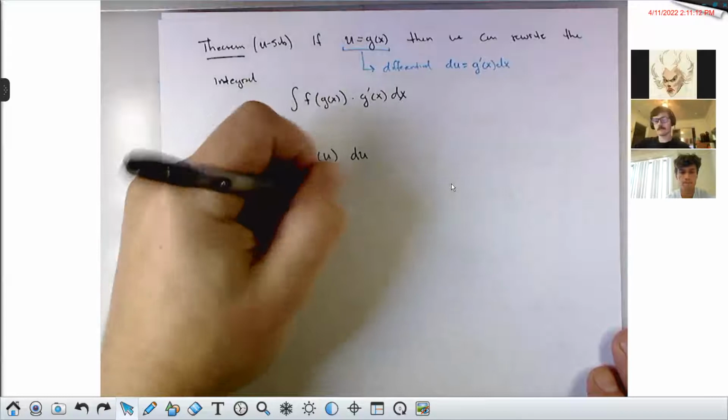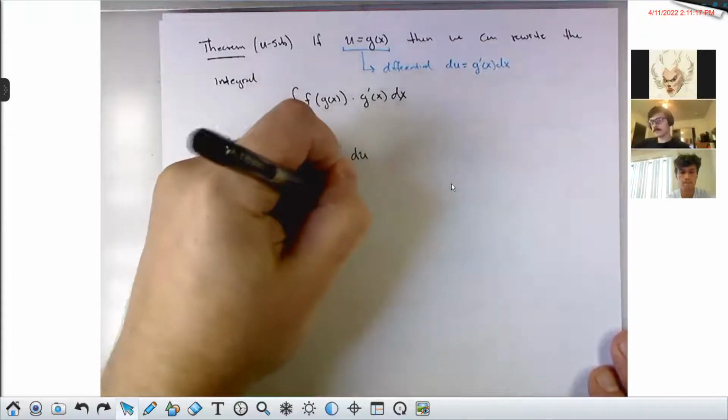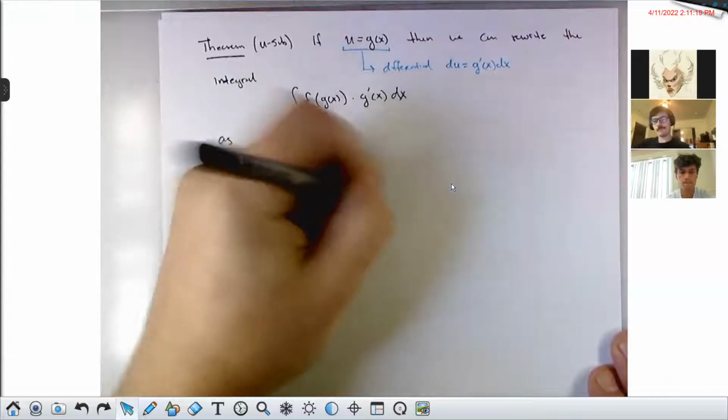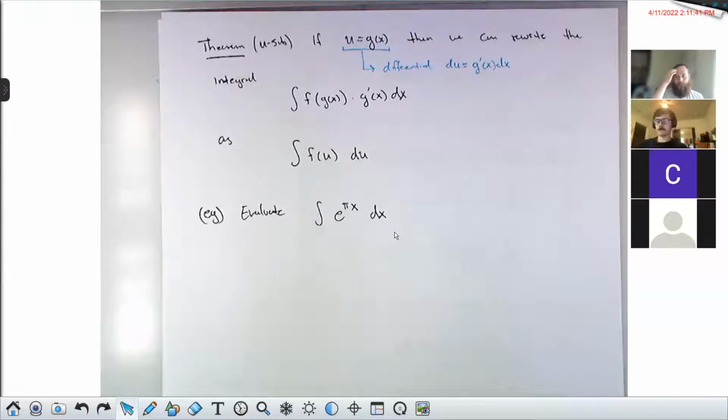We'll start simple with something like e to the pi x. So we actually did one very much like this on Friday of last week. Does anybody remember how we did the integral of this form last week? What was that procedure like? Is u equal to pi x?